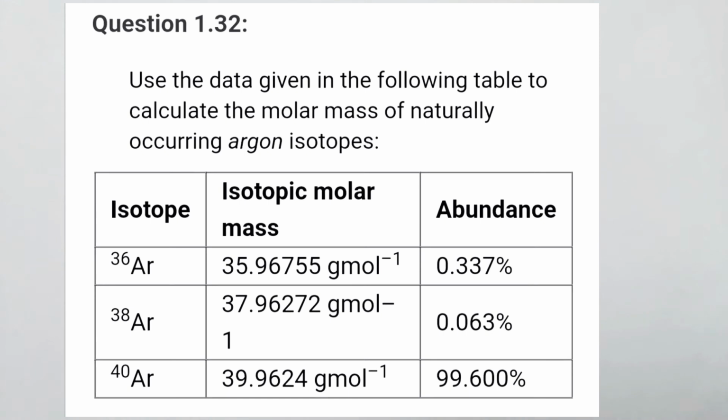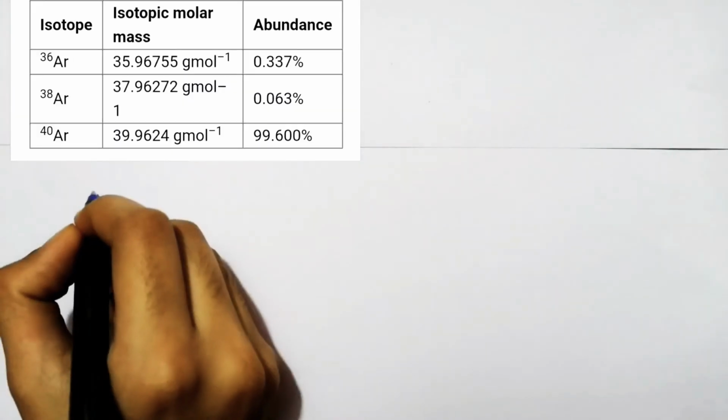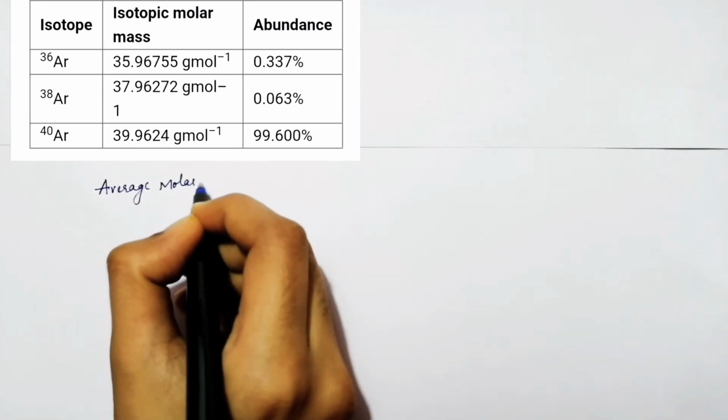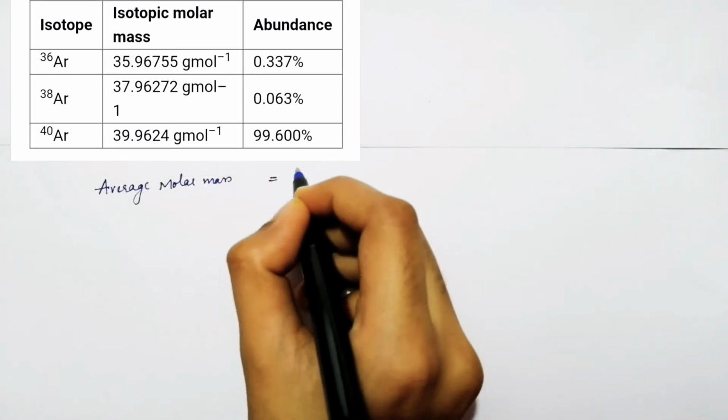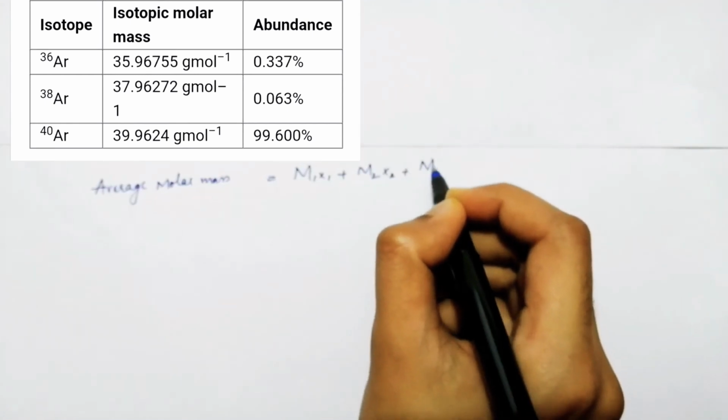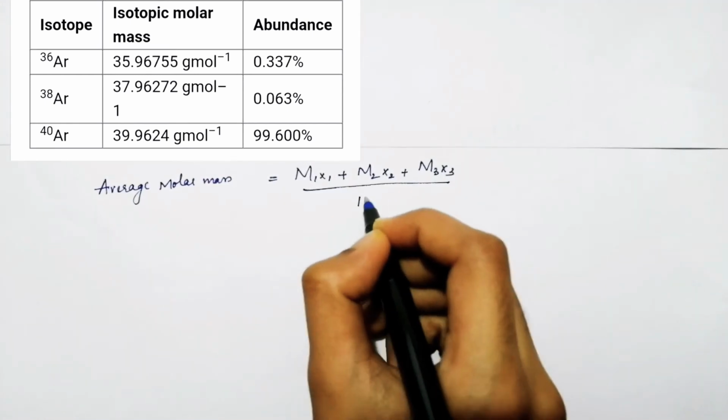Question number 32 says, use the data given in the following table to calculate the molar mass of naturally occurring argon. And then we have a table wherein we are provided with the isotope, that is argon, and then the isotopic molar mass, and then the abundance. Now let's see how to solve such a question. To calculate the average molar mass, we have this formula which is m1x1 plus m2x2 plus m3x3 divided by 100.